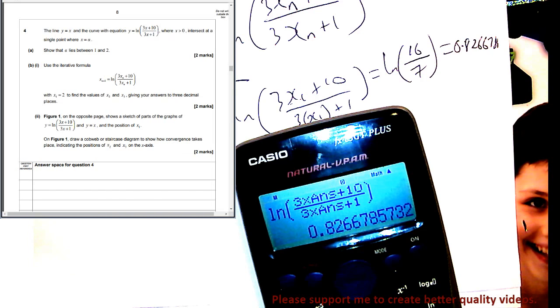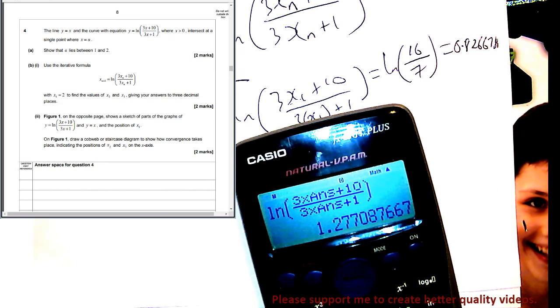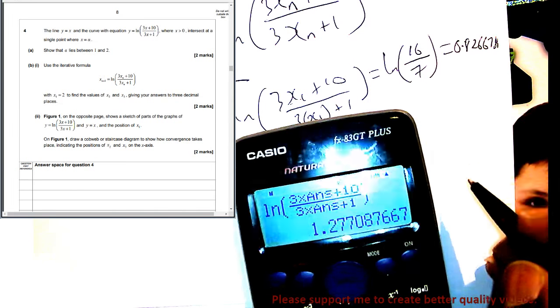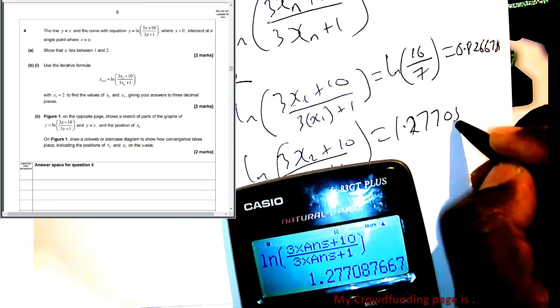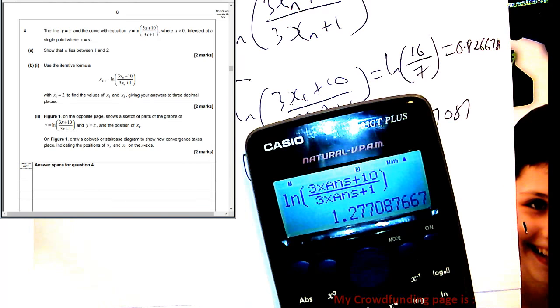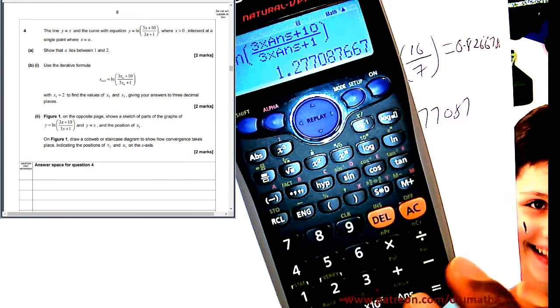0.826678, and so on. Then equals again, that gives me the next iteration, which is 1.277777087, and so on. Now, if I was meant to do a thorough iteration to get the final solution, you can see all I need to do is keep pressing equals, and it will continue going until it doesn't change anymore. So I'm going to keep pressing equals now. Just want you to see what I'm doing.